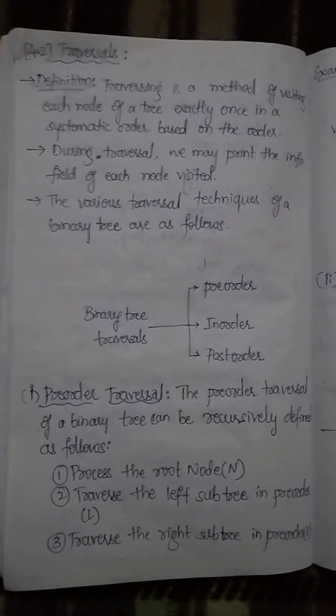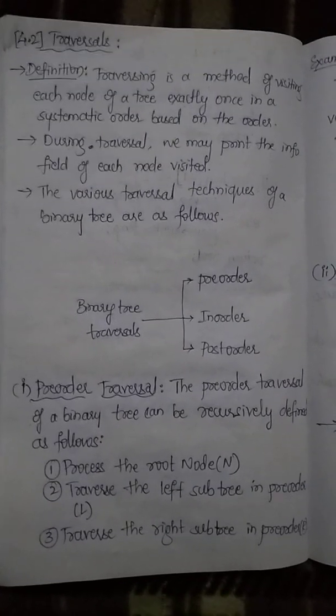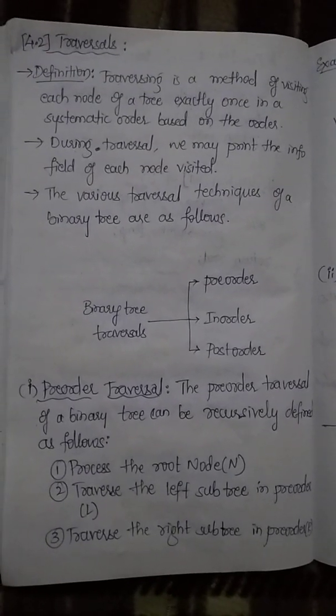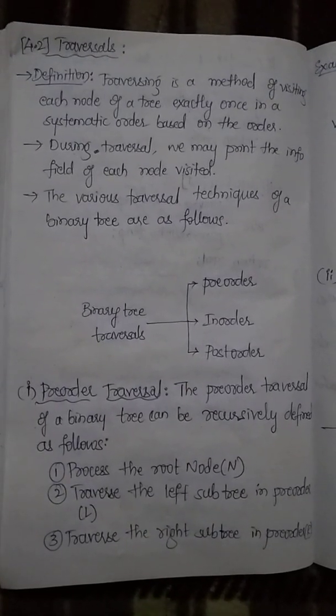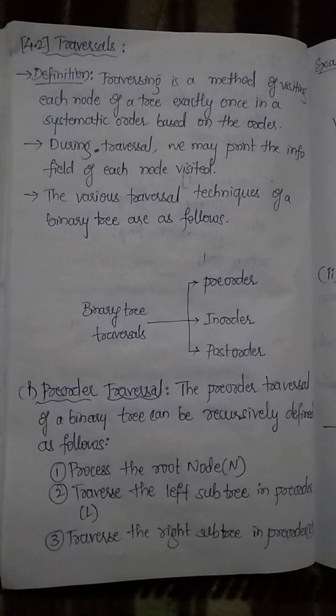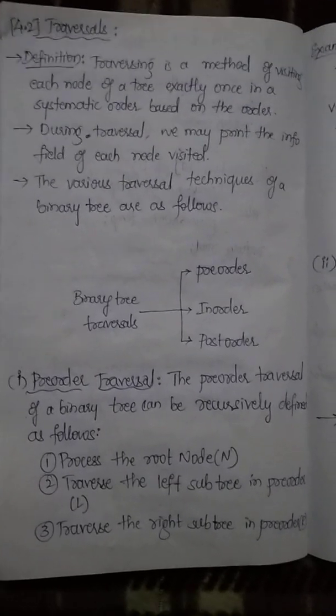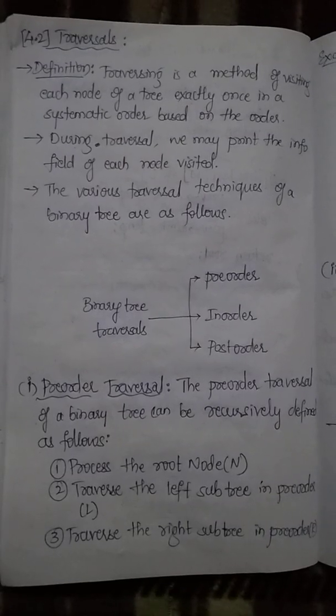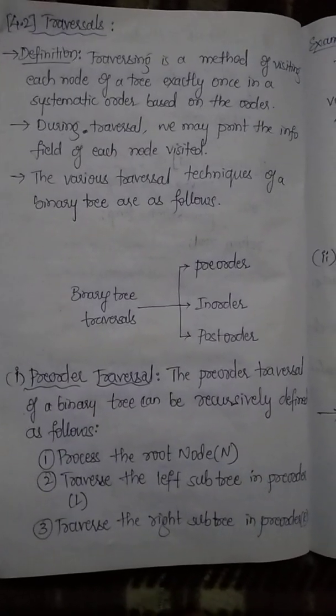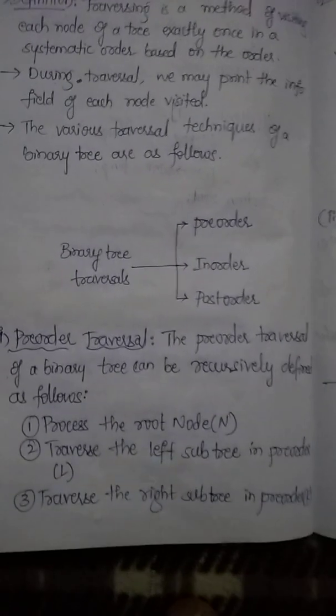Okay, so when we look over the figure, we can find that there are various techniques to traverse a binary tree. There are 3 ways that we can traverse a binary tree. First one is pre-order, second one is in order, and third one is post order. So let us look over what is pre-order traversal.